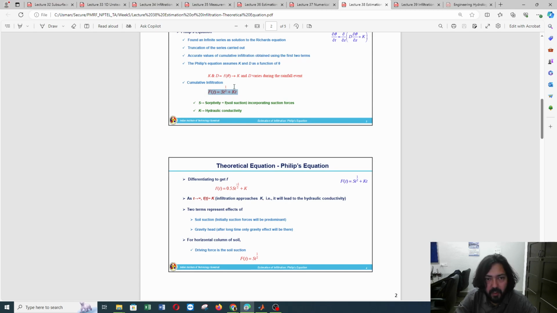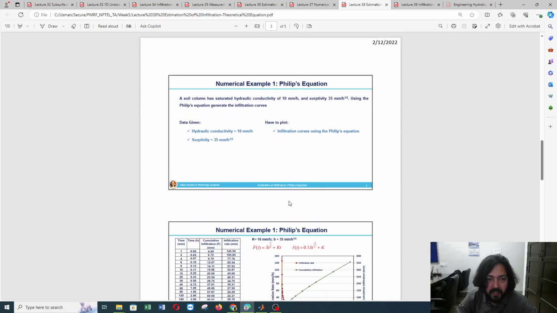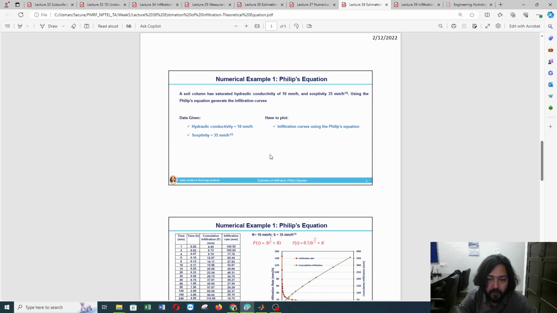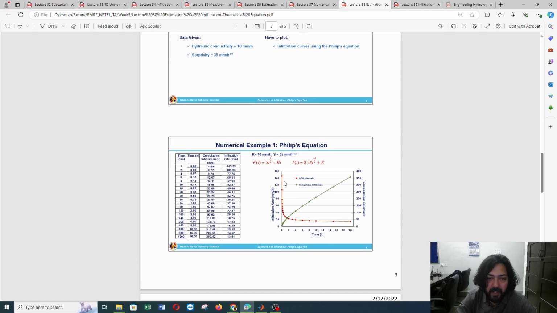Now again, this is cumulative infiltration. If we want to calculate infiltration rate based on Phillips equation, we need to take the derivative of this equation. So here we have taken the derivative to get the infiltration rate equation. So this is the infiltration rate equation: f of t equals 0.5 S t to the power of minus half plus K. If we want to compare it with a straight line, it will be very easy to calculate.